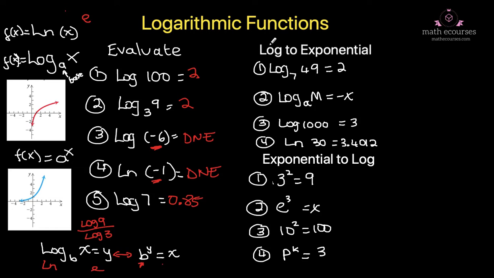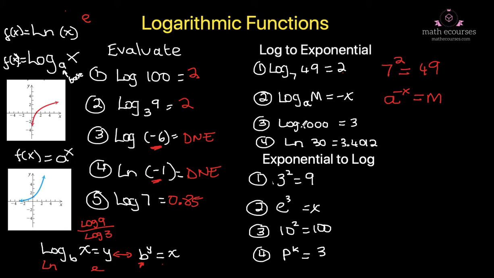So here we're going to go from log to exponential form. Remember, you start with your base, which is that little number here. That's a 7. Then you put what's outside of your equal sign, which is 2, equals whatever's inside there, which is 49. So 7 squared is 49 is the same thing as saying log base 7 of 49 equals 2. Same thing here. You start with your base, which is an a, put whatever's out here, which is a -x, equals whatever's inside, which is an m.